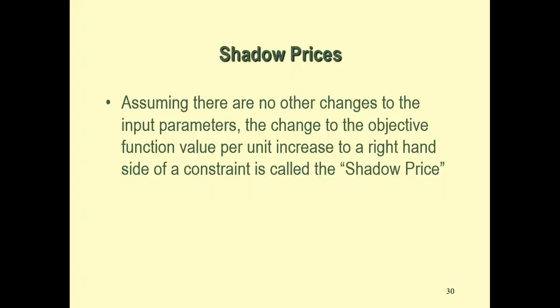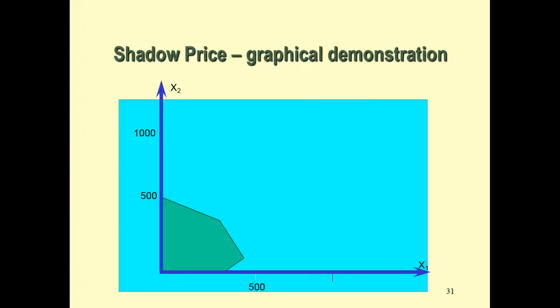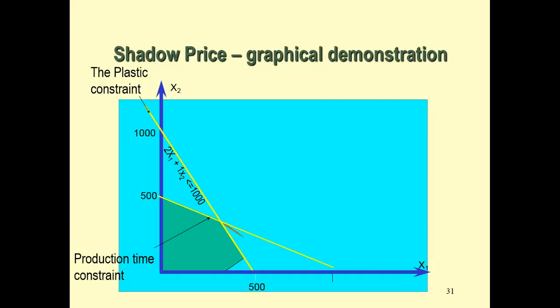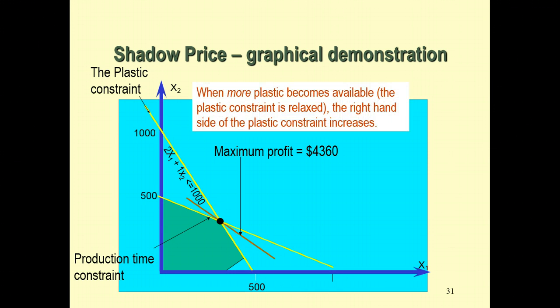Basically, it's saying if I increase that right-hand side by 1 unit, the objective function value, which in this case is profit, increases by the shadow price. If I decrease it by 1 unit, the objective function value decreases by that shadow price. Further, if you want to visualize it, this is the space ray and zapper. If I get more plastic, remember that was the plastic constraint, that yellow line? If I get more plastic, that line gets pushed out, and now all this area that was infeasible becomes feasible, and it allows me to push out the profit line further.